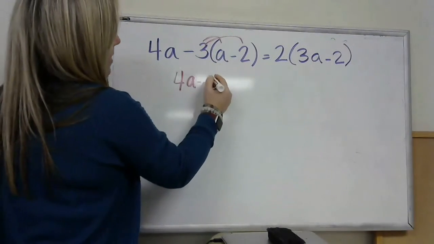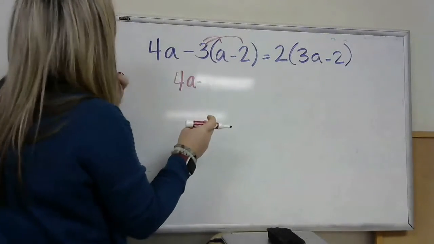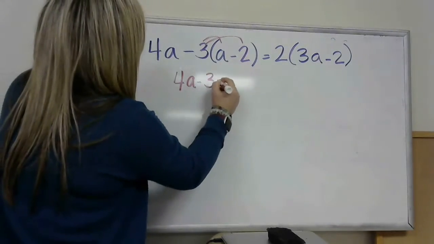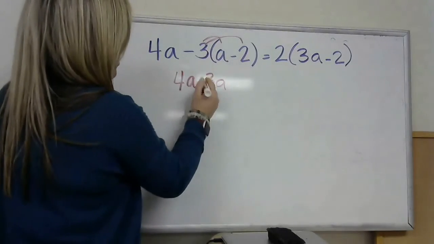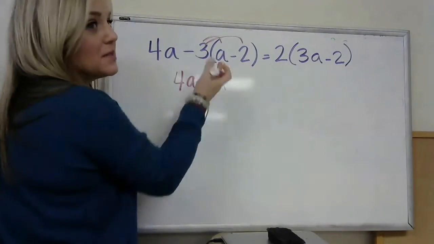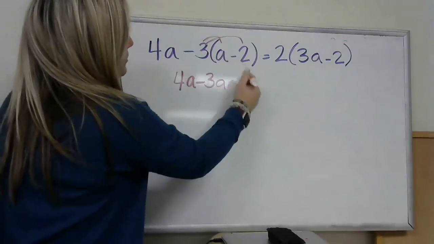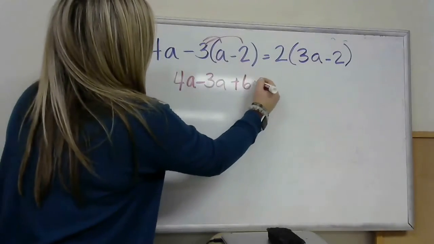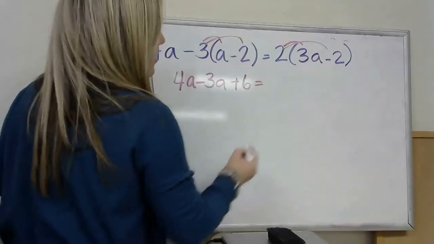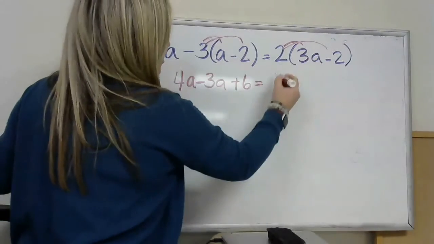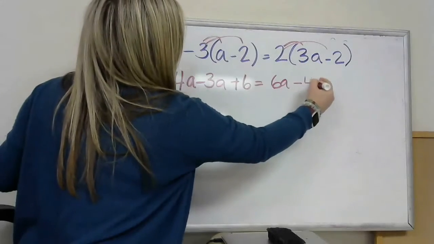3 times a, and I can get rid of the parentheses once I do that. 3 times a is 3a, and negative 3 times a is negative 3a, and then negative 3 times negative 2 is plus 6, okay? Now I've got to distribute the 2 over here. So 2 times 3a is 6a, and 2 times negative 2 is negative 4, all right?